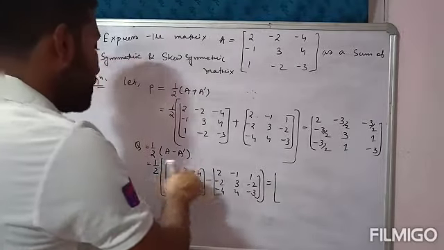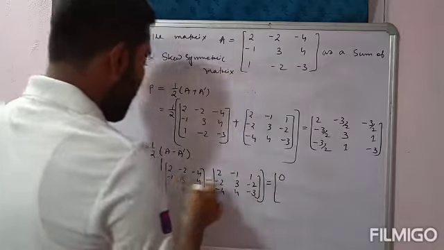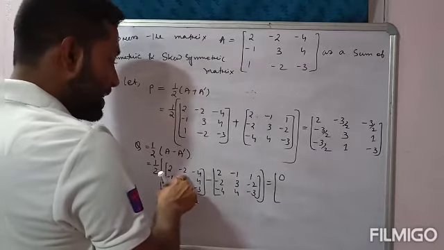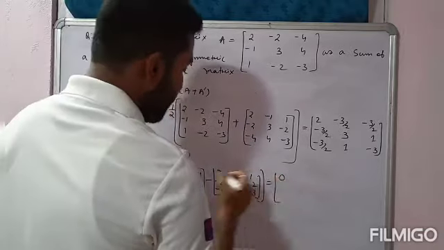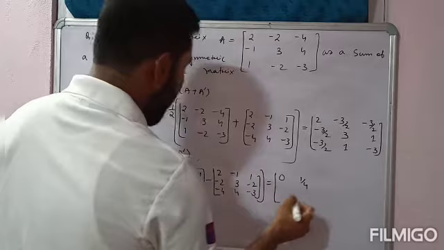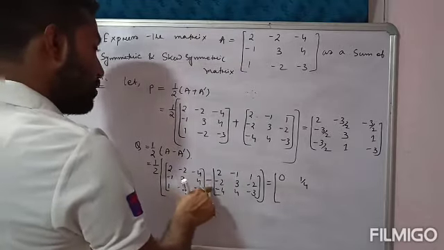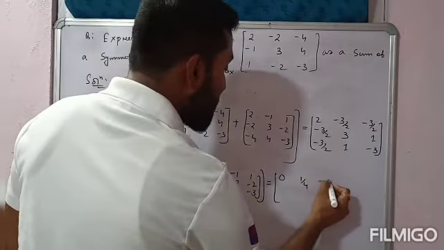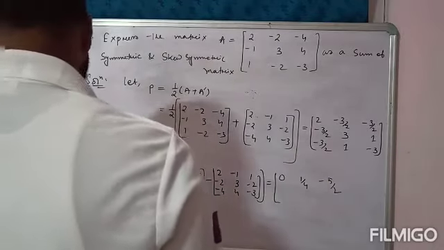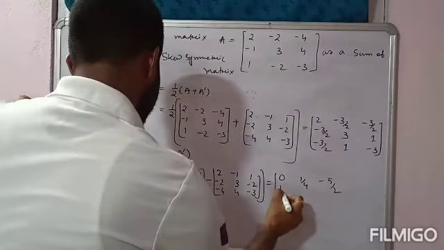2 minus 2 is 0. 0 by 2, that is 0 only. Minus 2 minus minus plus 1, that is minus 1, half. Minus half into half, that is 1 by 4. Minus 4 minus 1, minus 5, that is minus 5 by 2. This is equal to half.